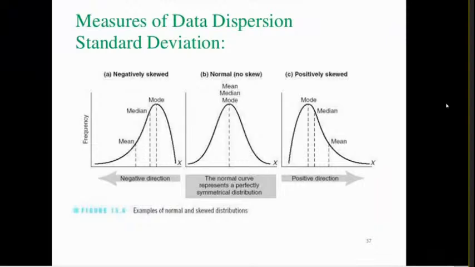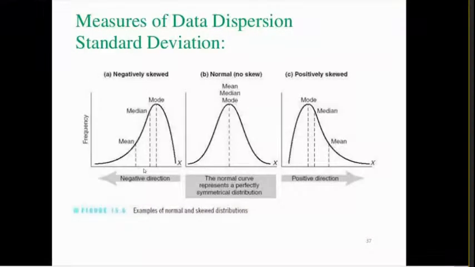This kind of curve has the median and mode values near to the origin. But for a positively skewed curve, the mode, median and mean, these three values are more than the center value, more than the peak value.